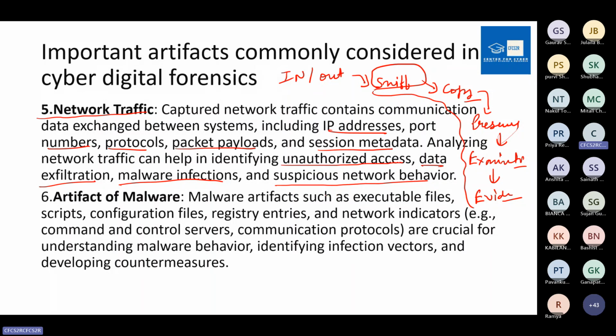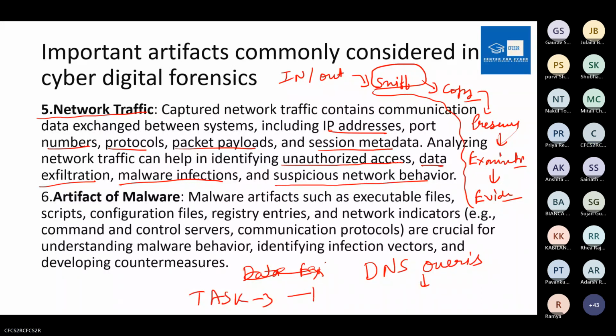Tell me, what is the best way used by an attacker for data exfiltration nowadays, that is not being monitored by most of the firewalls? Can anybody tell me? Fileless malware? No, it's DNS queries. Simple. So this is your task 3: how DNS queries are used for data exfiltration. Noted, everybody? Yes, sir. Okay.